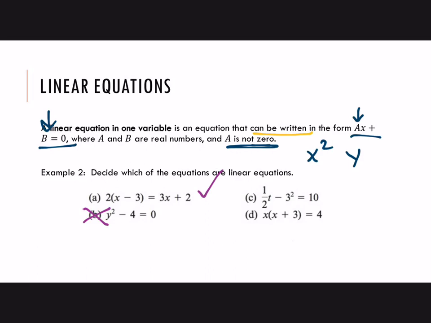Okay, on part C, we see an exponent, but that's okay. That's just on the 3. So that's going to make that 1/2 t minus 9. So that's not a problem. And I do have a variable.